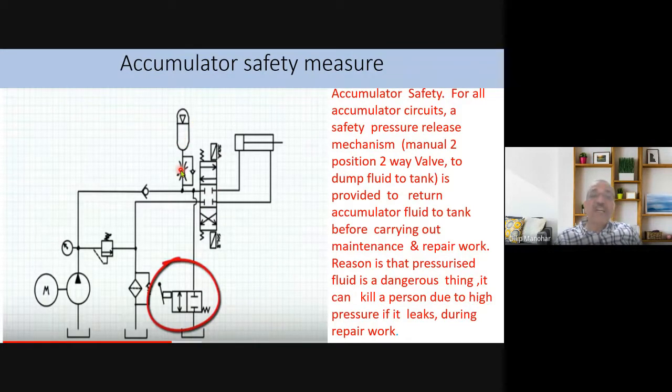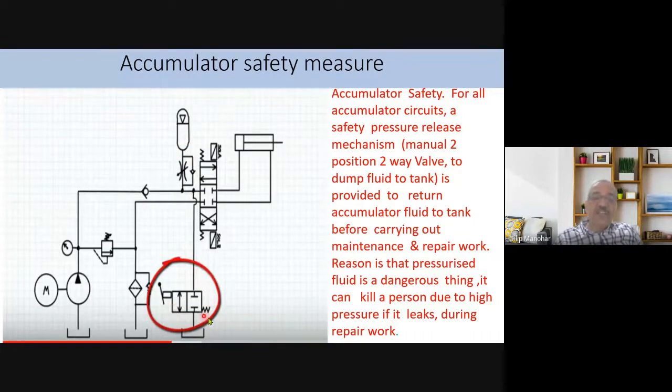If by mistake it releases the pressure, it can lead to some accident. It is like stored energy in a small volume. It's a pressure tank, so it can have a lot of consequences. To safeguard this, you are required to release this pressure through a safety device.